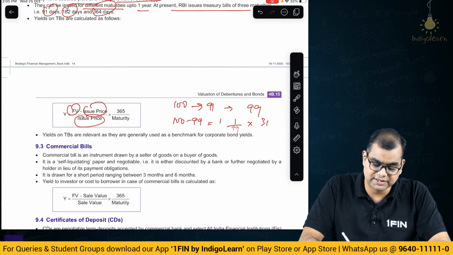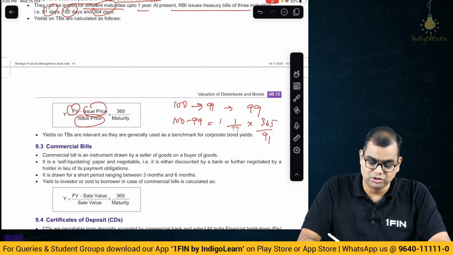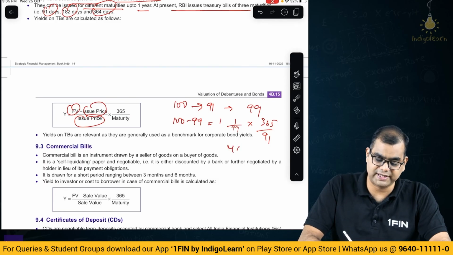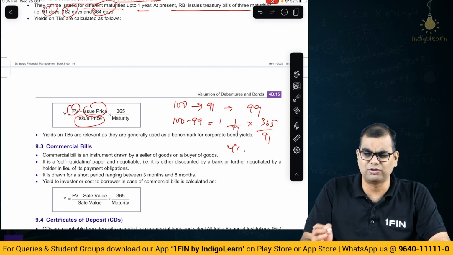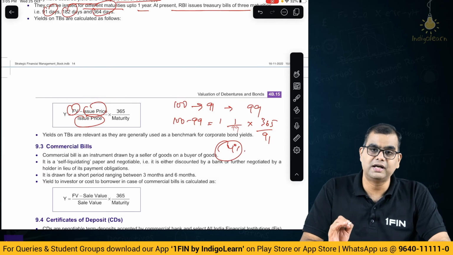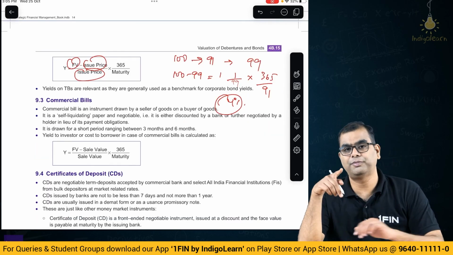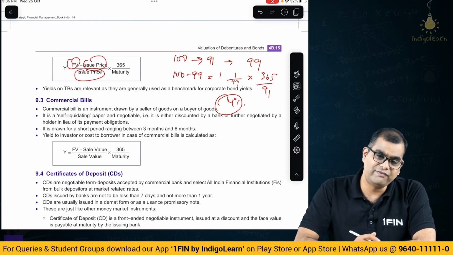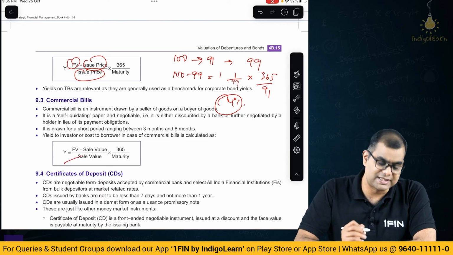So, you do 365 by 91. How much will you get? 365 divided by 91 into 1 by 99, in percentage terms, is 4%. So, 4.05 something. 4% is the yield on this T-bill. Please note, 4% is not the interest rate, 4% is the yield on the T-bill. In the same way, you compute yield on commercial bills as well.